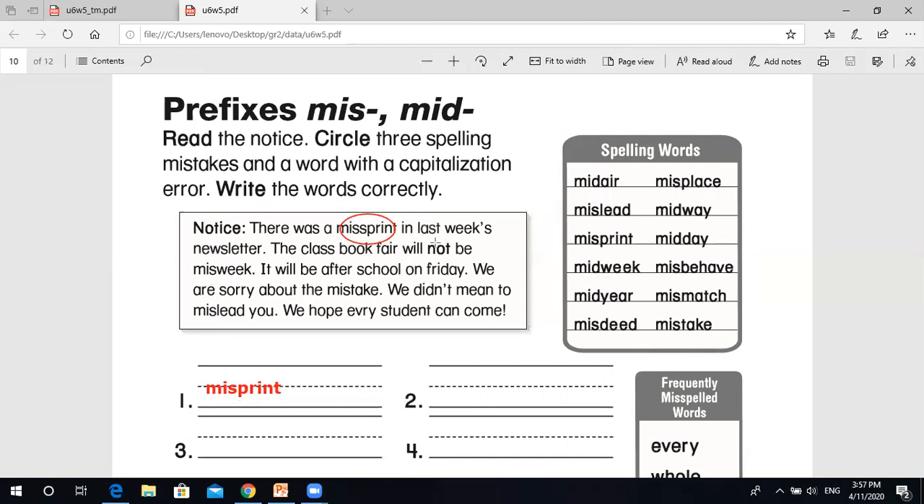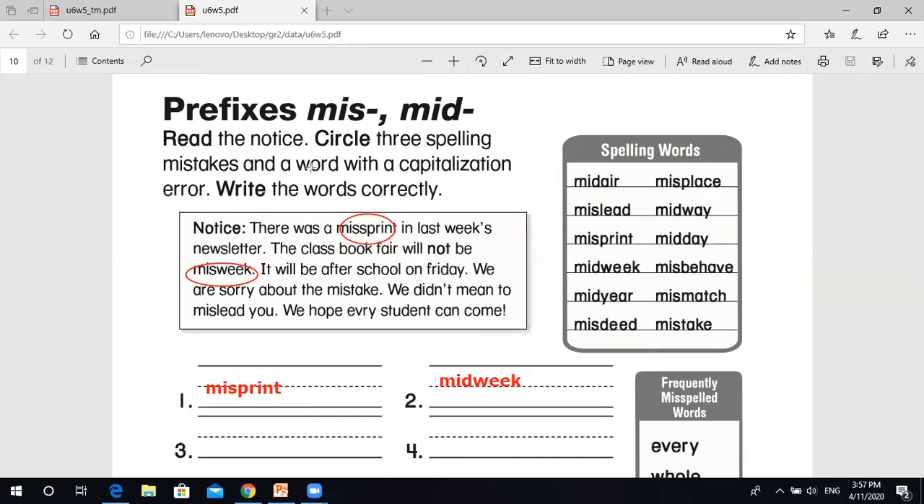Let's continue. In last week's newsletter, the class book fair will not be miss week. Miss week. Is miss a correct prefix with week? No, it's wrong. So circle it. It's called midweek. Midweek is the middle of the week.